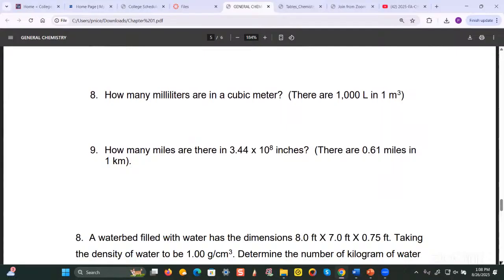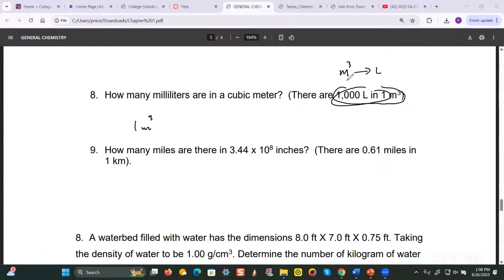How many milliliters are in a cubic meter? And they gave you this right here. So they gave you 1,000 liters in 1 meter cube, which is a cubic meter. So they're asking how many milliliters are in 1 meter cube, right? Now, in this particular case, since they gave you this relationship, you can go from meters cube to liters, based on this relationship here.